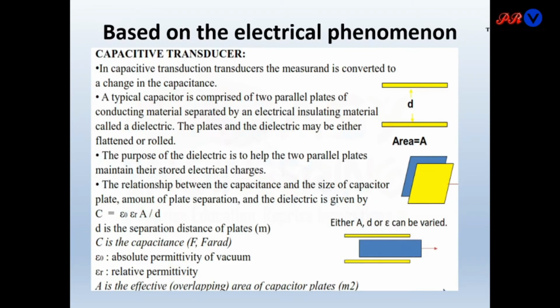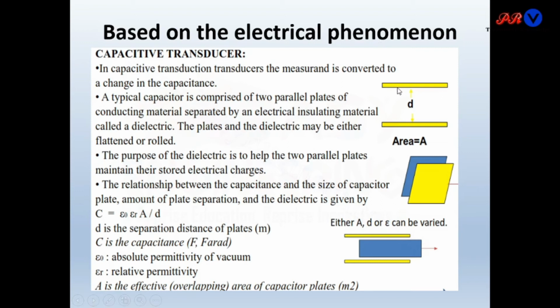Now based on the electrical phenomena, we have different types of transducers. The first is the capacitive transducer. What is a capacitive transducer? A capacitive transducer consists of a capacitance. Here the measurand, or the quantity which we want to measure, is converted into a corresponding change in the capacitance.